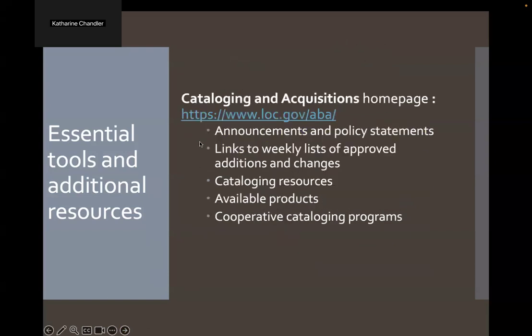There's a cataloging and acquisitions homepage here on the Library of Congress, and it has announcements and policy statements and links to the weekly list of the approved additions and changes and cataloging resources, as well as available products in the cooperative cataloging programs.